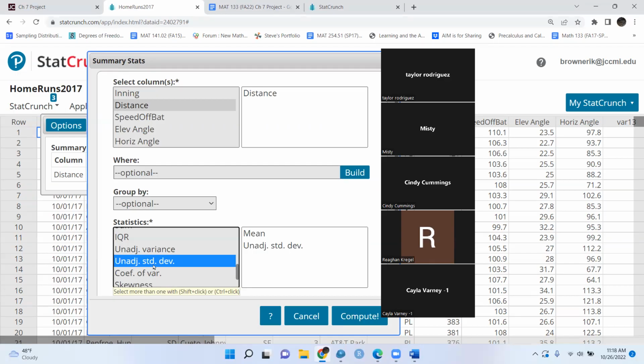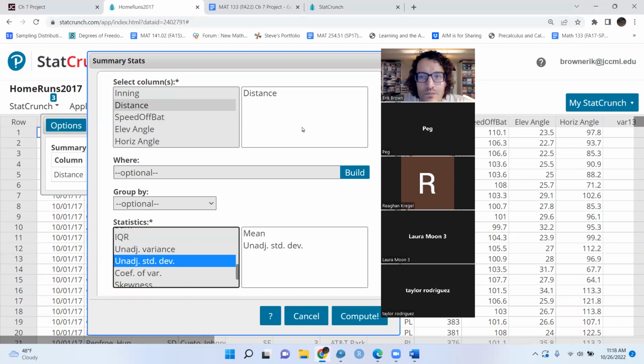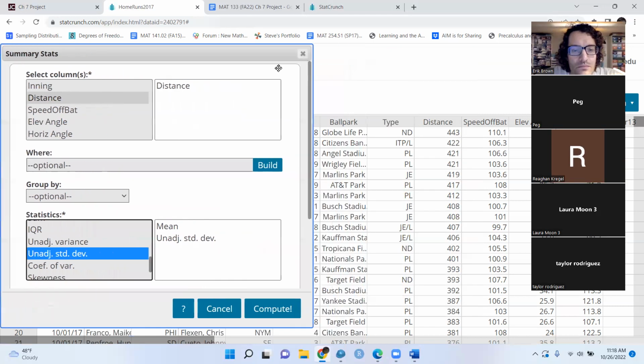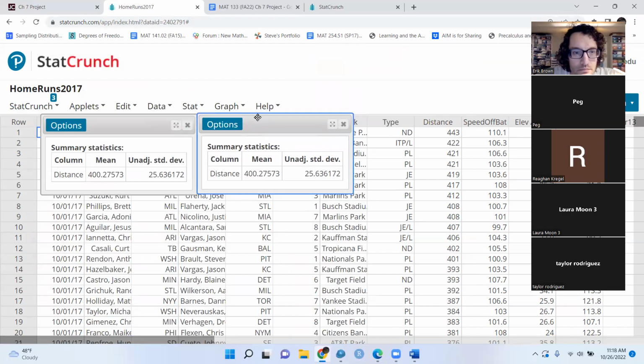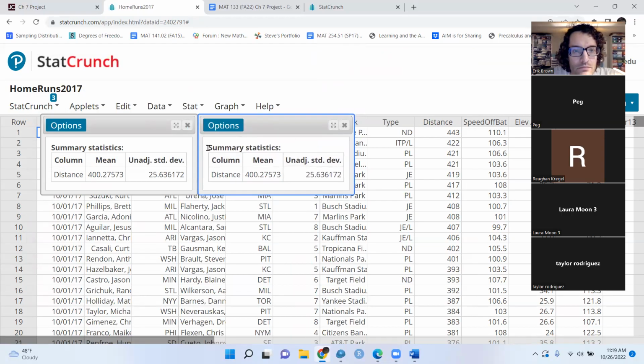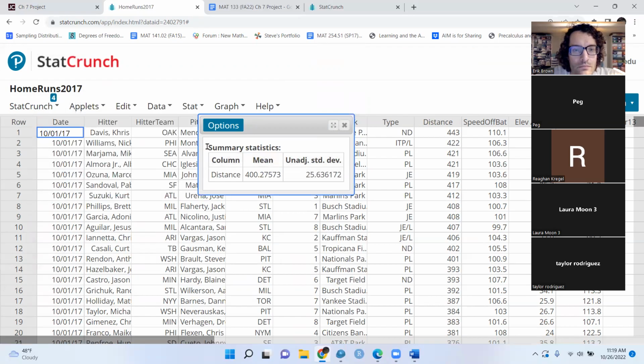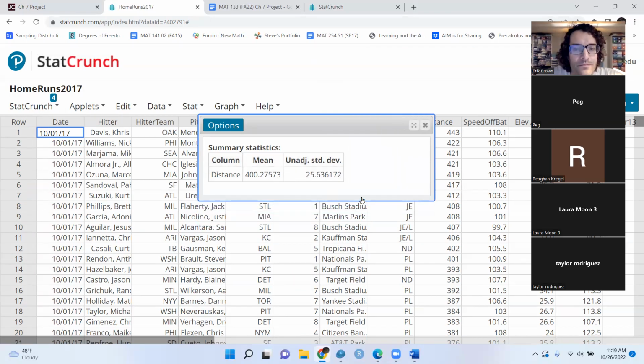Okay, got it. Nice. How about you, Peg? You got it? Okay, I have it. But what happened to me last time was when I tried to copy the unadjusted standard deviation and the mean, it didn't transfer over. Okay, are you getting 25.636172, and then the mean is 400.27573? Nailed it. Yep.